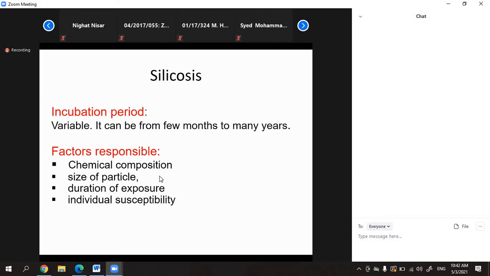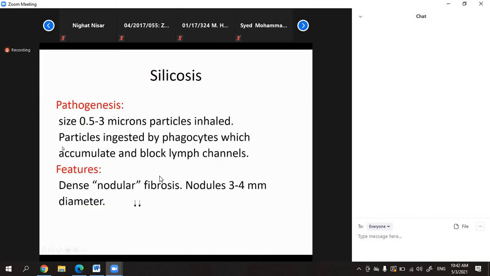Then she should be more susceptible, or maybe some kind of allergic disorders or autoimmune disorders, which should be taken into account before giving the job to the workers. Size is 0.5 to 3 micron particles inhaled, particles ingested by phagocytes which accumulate and block lymph channels. This is the pathogenesis of the disease.